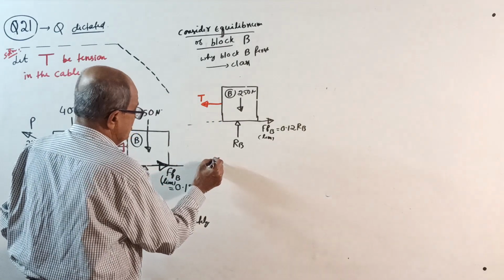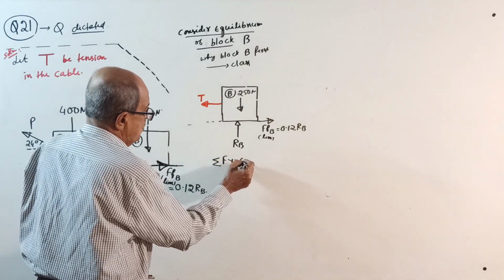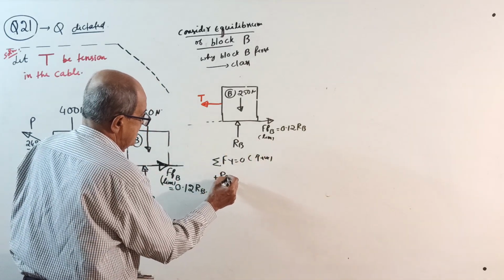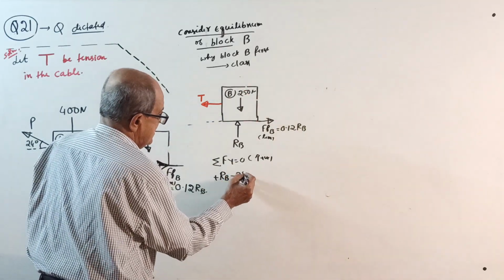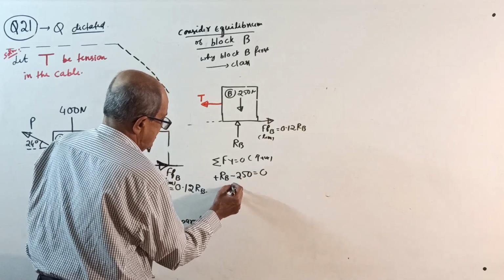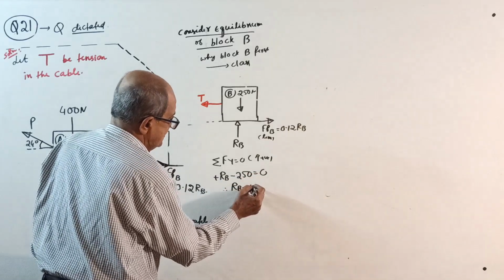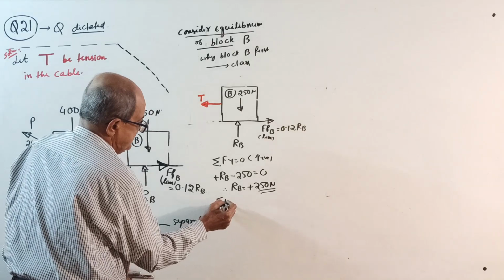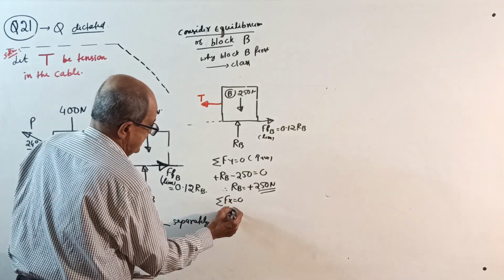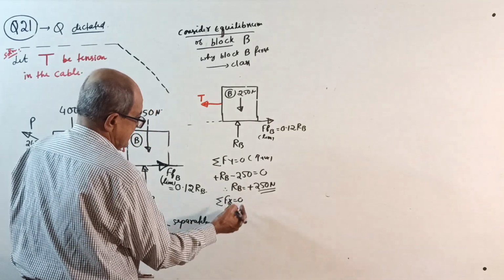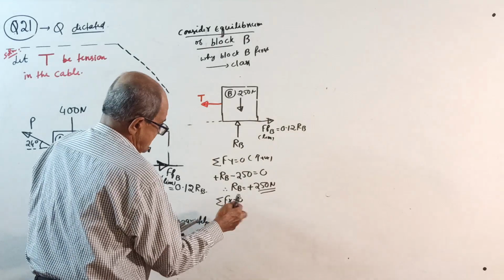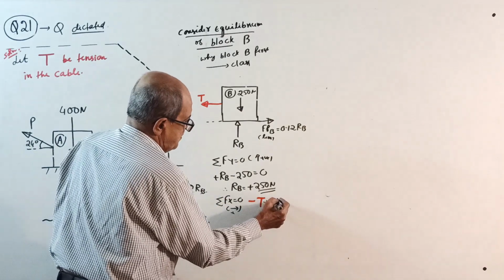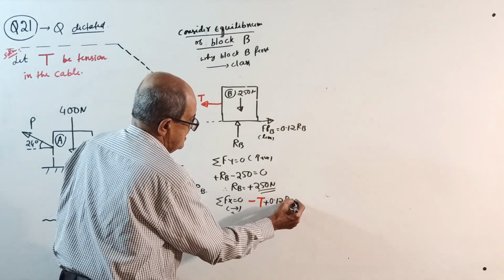Now very simple, I will not explain. Sigma Fy equals 0, take upward positive. You get plus RB minus 250 equal to 0. Therefore, RB equals plus 250 Newton. Then sigma Fx equals 0, take right side positive. Minus T plus 0.12 times RB equal to 0.